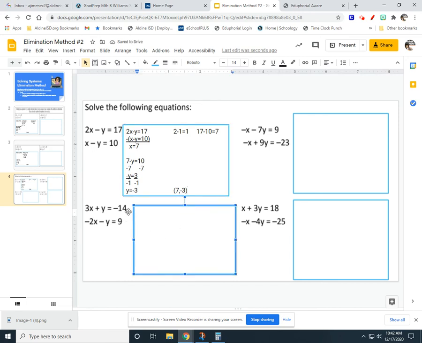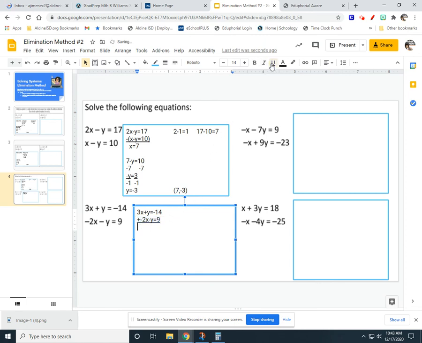Alright, let's go to this one. This one right here, both of them have a plus and a minus. That means I'm going to just use addition. So 3x plus y equals negative 14. Underneath I put a plus, negative 2x minus y equals 9. I'm going to underline the whole thing to show that, hey, this is going to be my result.